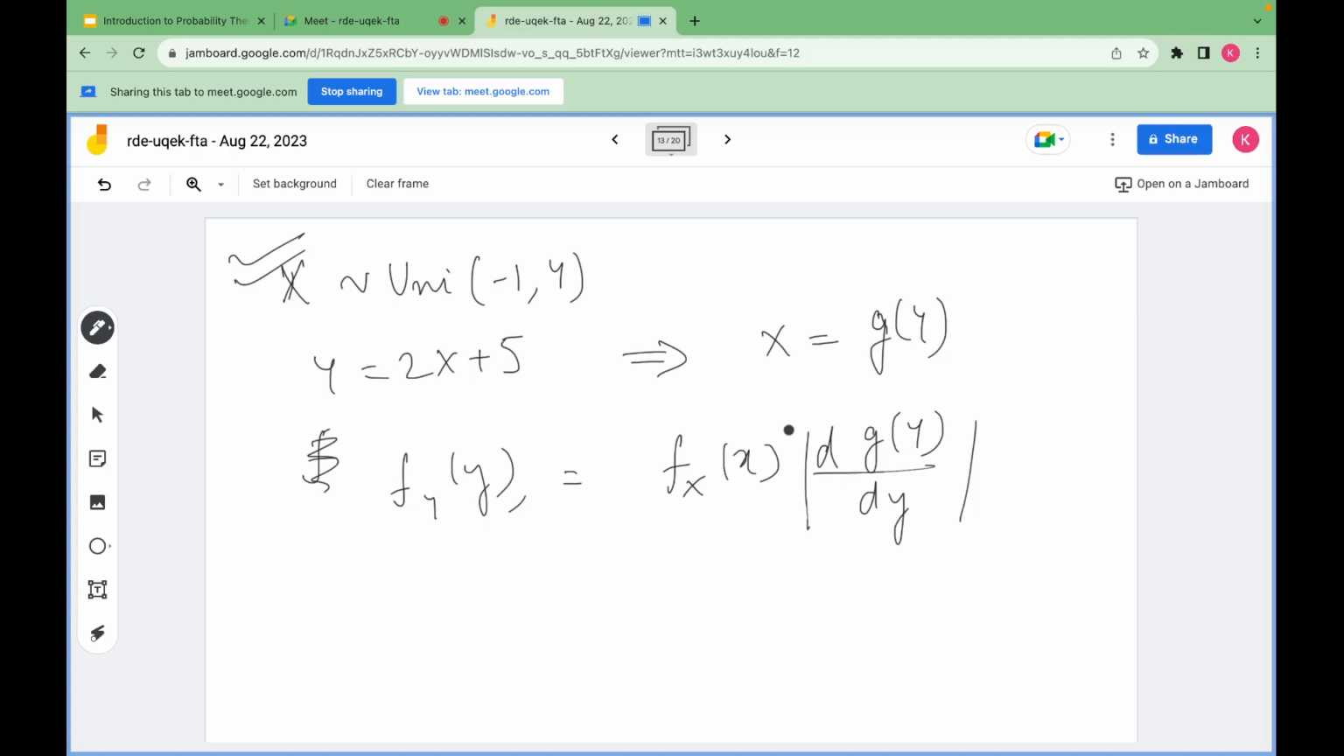You need to figure out the range of y as well. The range of x is from -1 to 4. So using this formula, you first need to find the limits of y. Then change this equation by moving all the terms to the LHS side and making it an expression x equal to some function of y. Then differentiate this function with respect to y, take its mod and multiply it with the probability density function of x, and you will get the probability density function of y.